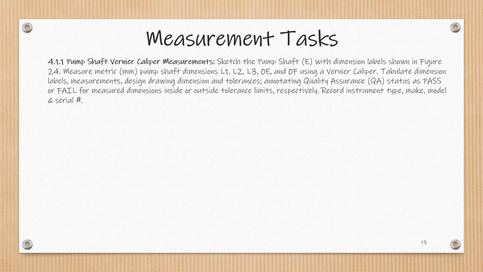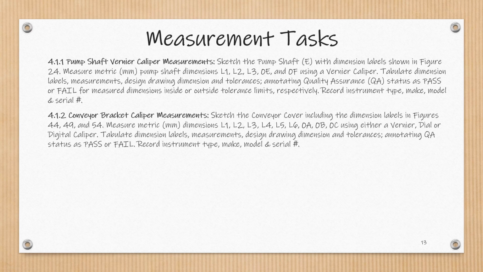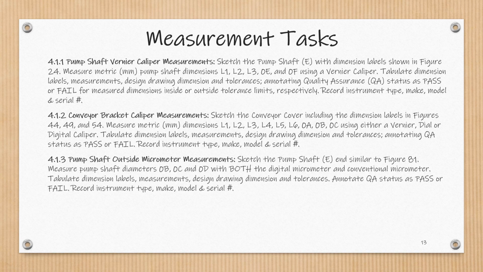Measurement task instructions for students working through the hands-on version of this tutorial in lab are shown here for reference. Tasks include tabulating measurements for the shaft and bracket and comparing them to tolerance limits for the purpose of quality assurance. Documenting results also includes recording make, model, and serial number of measurement instruments and specifications, as well as recording environmental conditions such as temperature and pressure.